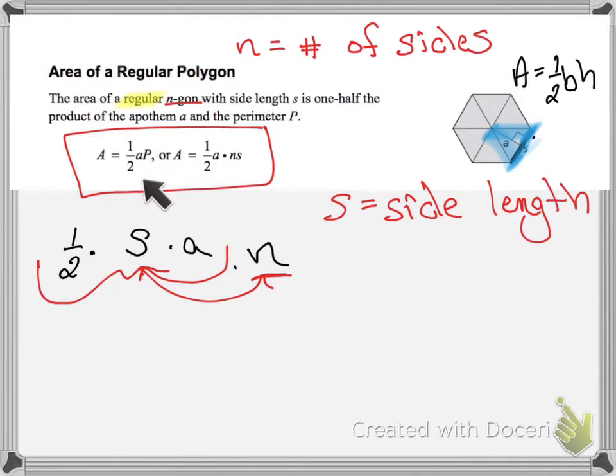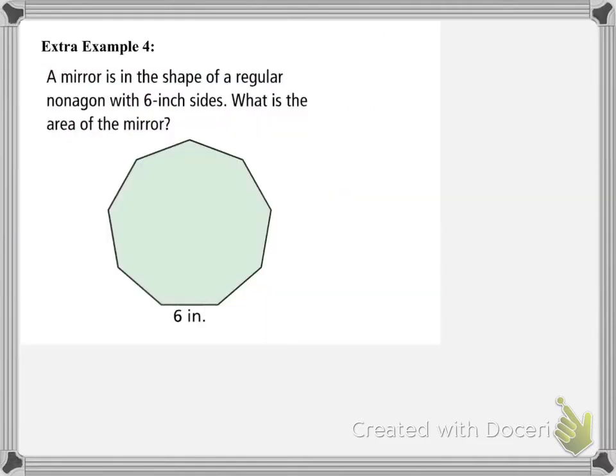But sometimes it gets a little tricky finding that apothem. So let's go ahead and try one. Here we have a mirror in the shape of a regular nonagon. Nonagons, how many sides? If you're not sure, they have a picture. We can count 1, 2, 3, 4, 5, 6, 7, 8, 9 sides. So I have a regular 9-sided figure. That's my n, the number of sides. And it's got 6 inches on each side, so that's the length of each side. My s is 6 inches.